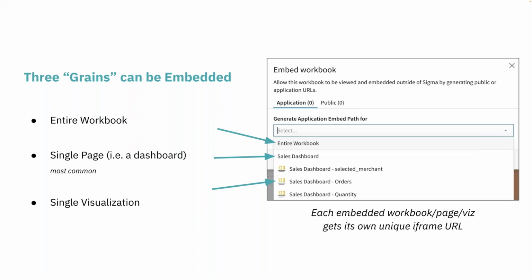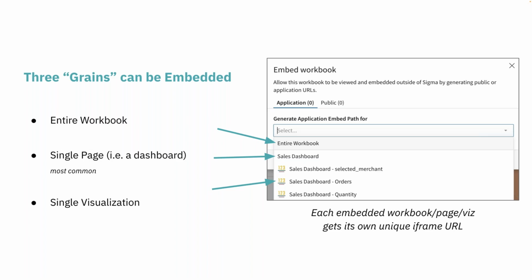So I mentioned we embed through iframes. So what can be embedded? There's really three different, what I would call, grains of embedding. When you go into a workbook and you go into the embedding options, you'll see a menu like you see here on the right-hand side. So you can embed an entire workbook. An entire workbook means essentially multiple dashboards with pages on them, like a page tab navigator in the bottom.